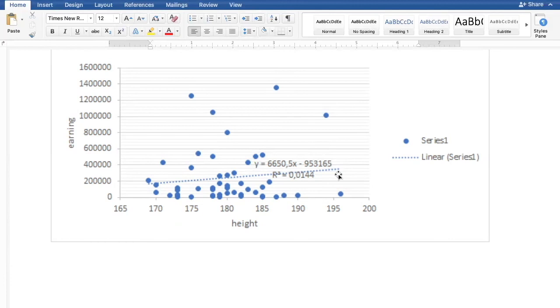This function is to model the relationship between height and earning in this case. So this x, can you see that x? If we replace x with any number on this x-axis, for example x is equal to 190, then you will get the corresponding y value here. If you put x equal to 195, then you can find the corresponding earning. So this is actually to model the relationship between height and earning.